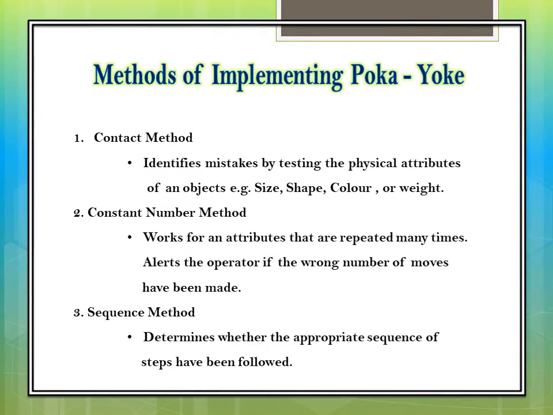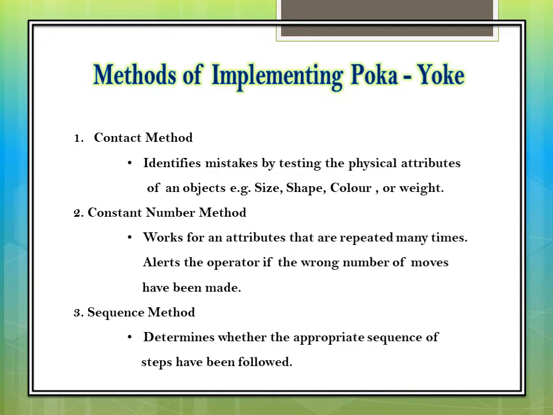Now, each of those two types of Poka-yoke can be implemented using one of three methods. So, the first is the contact method, and the contact method of Poka-yoke identifies mistakes by testing the physical attributes of an object. For example, its shape, size, color, weight.